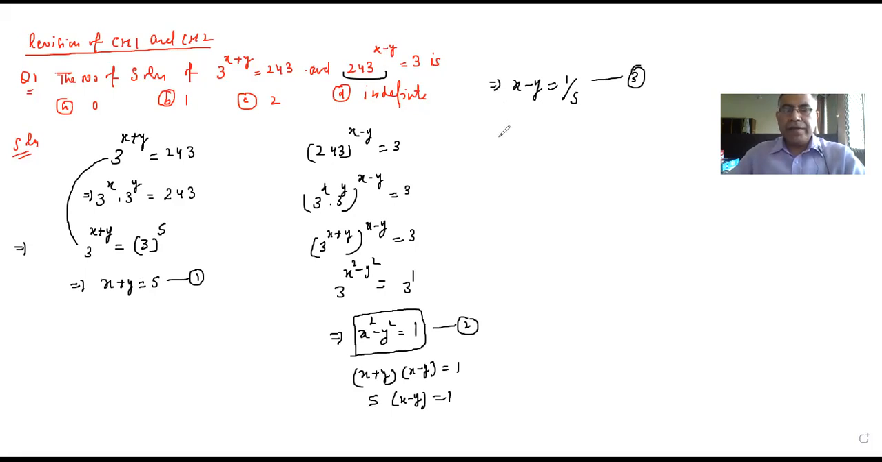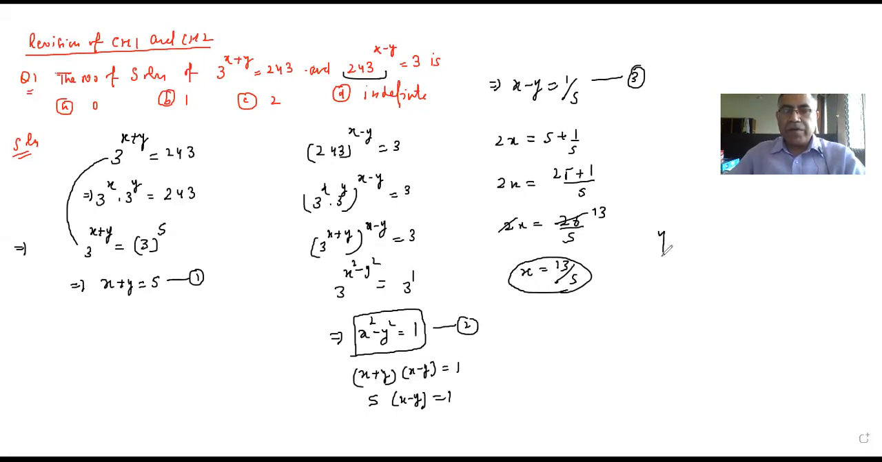So when you add, this is 2x is equal to 5 plus 1 by 5. 2x is equal to, 25 is the LCM, 25 plus 1. 2x is equal to 26 over 5. So x is equal to 13 over 5. And put the value to get the value of y. y is equal to 5 minus x, which is 5 minus 13 over 5, that is 25 minus 13, which is 12 over 5. This is y. So that means x is equal to 13 over 5 and y is equal to 12 over 5. It has two solutions.